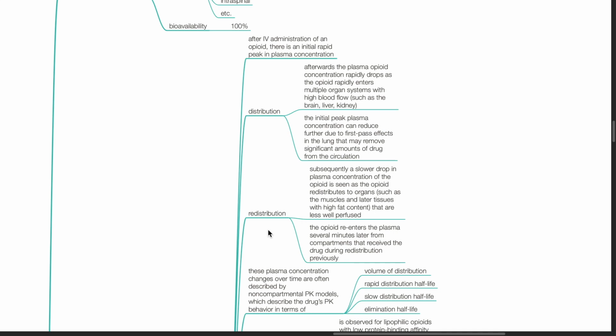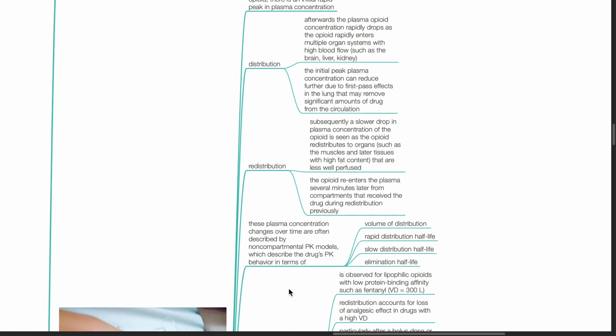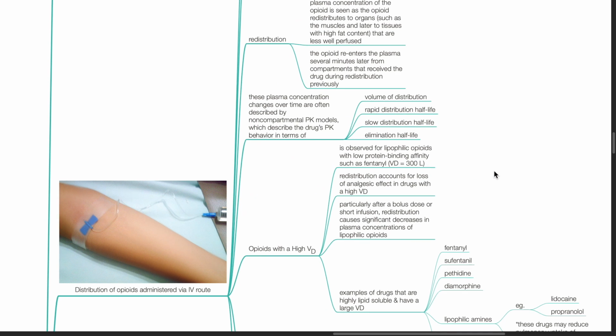Redistribution. Subsequently, a slower drop in plasma concentration of the opioid is seen as the opioid redistributes to organs such as the muscles and later to tissues with high fat content that are less well perfused. The opioid re-enters the plasma several minutes later from compartments that received the drug during redistribution previously. These changes in plasma concentrations over time are often described by compartmental PK models, which describe the drug's PK behavior in terms of volume of distribution, rapid distribution half-life, slow distribution half-life, and elimination half-life.